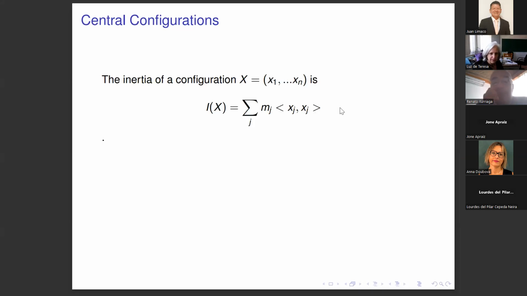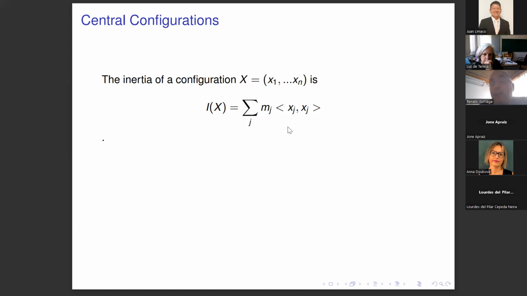Central configurations. This is the following. We define for each configuration the inertia. The inertia is this quadratic function, which is positive definite, I mean the masses are positive. And so it's kind of an ellipsoid.